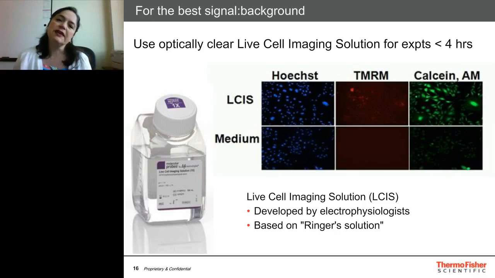It's a product that I developed, and it's based on Ringer's solution. Ringer's is a very old recipe that physiologists have used since the 1800s. It's also what you get if you go to the hospital and you have an IV. It's very related to that drip that goes into your blood. It's very physiological. The nice thing about it is it's optically clear, and it will keep your cells very healthy while they're on the microscope. But the caveat there is that it's really best for experiments that get done in 4 hours or less.